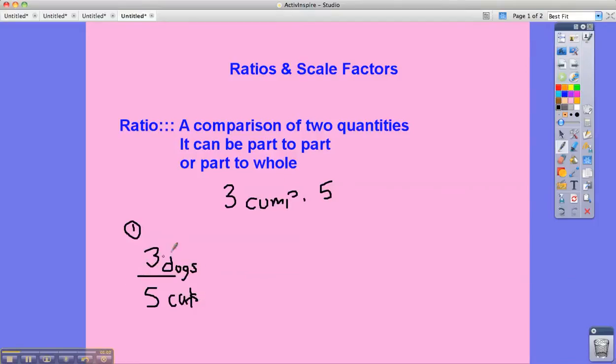It's a part-to-part. The second way you could write the same ratio is with a semicolon. A semicolon looks like this. So we're just saying 3 compared to 5. 3 dogs for every 5 cats. And the third way we write a ratio is we actually use the way I've been saying it. We just write 3 to 5. So those are the three ways that you write ratios.